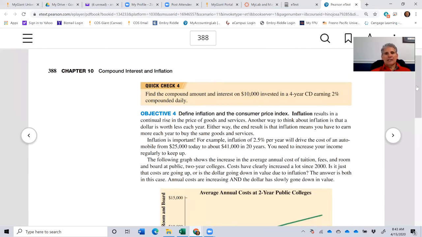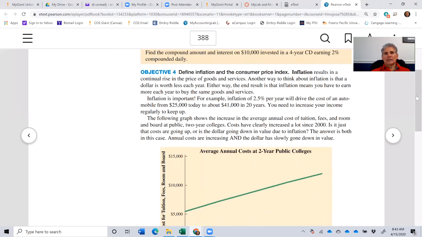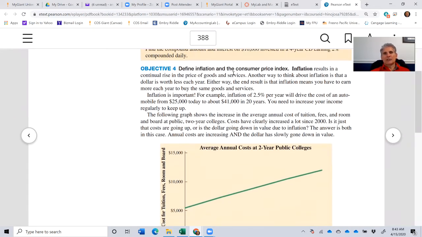The next concept is about inflation and the consumer price index. Inflation results in a continual rise in the price of goods and services. So you can look at it in two different ways. The price of goods go up or the value of your dollar goes down. The dollar is worth less each year. And it's important to take inflation into consideration because you may be getting additional dollars in the future thinking that you're getting more money, but in fact your buying power is actually going down.